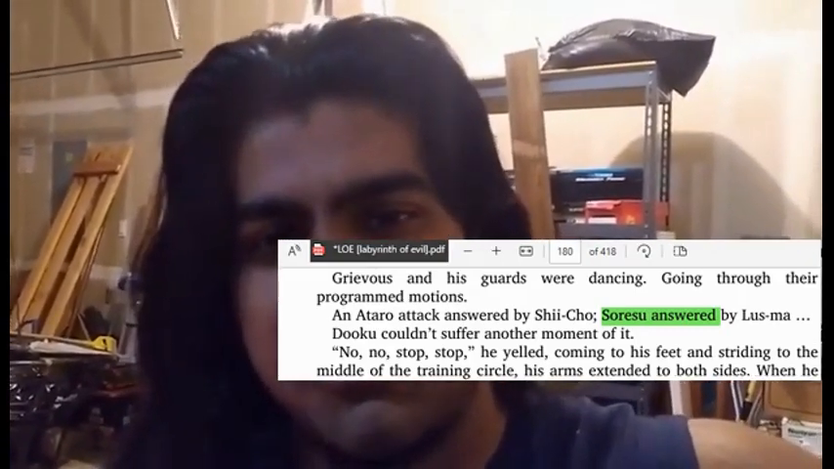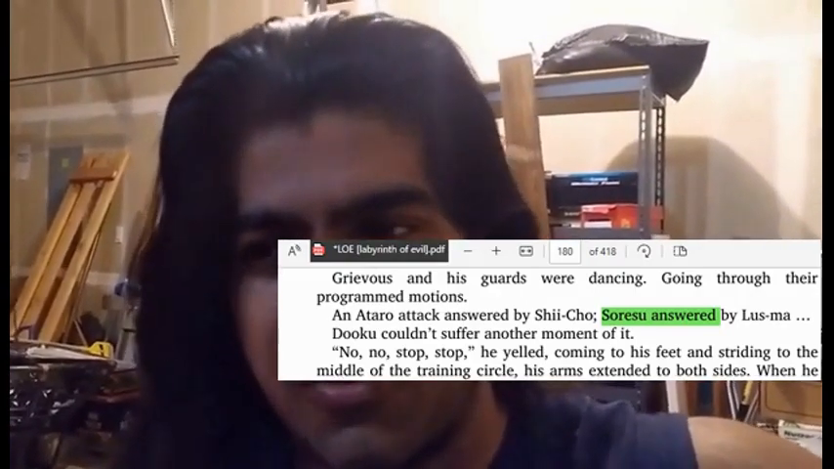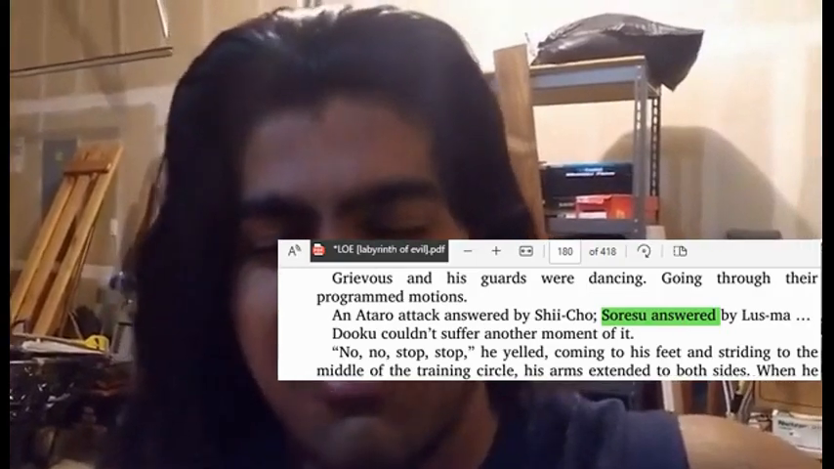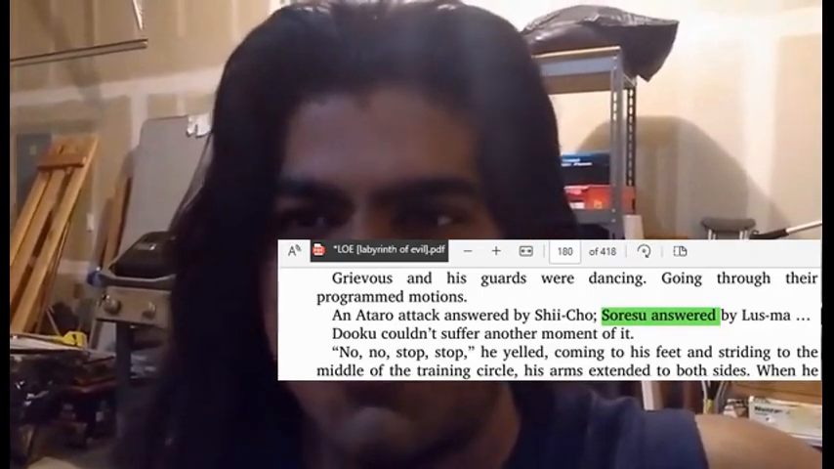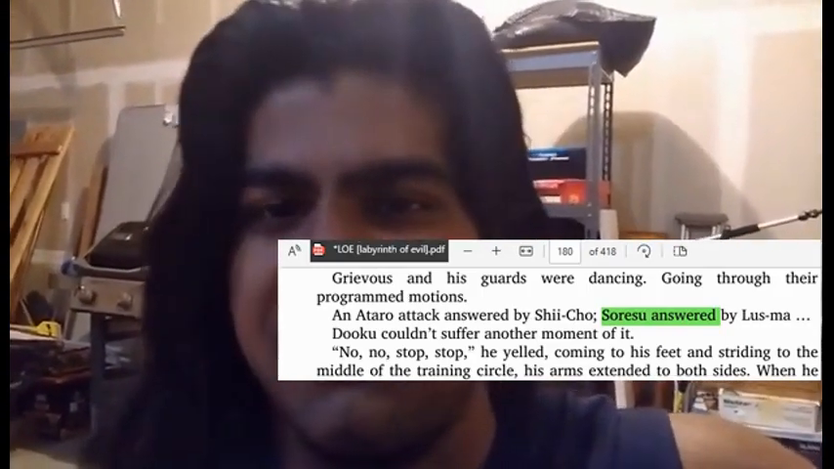So the Star Wars audience and the readers of this book were introduced to a combat form that doesn't make sense, and it's just up to reader interpretation of what it could possibly be.